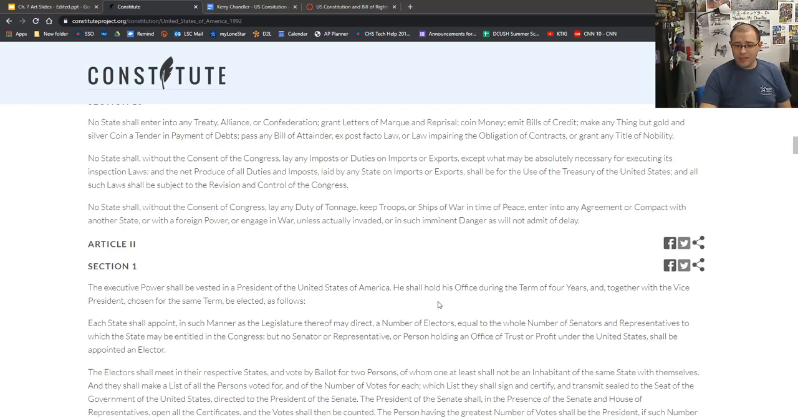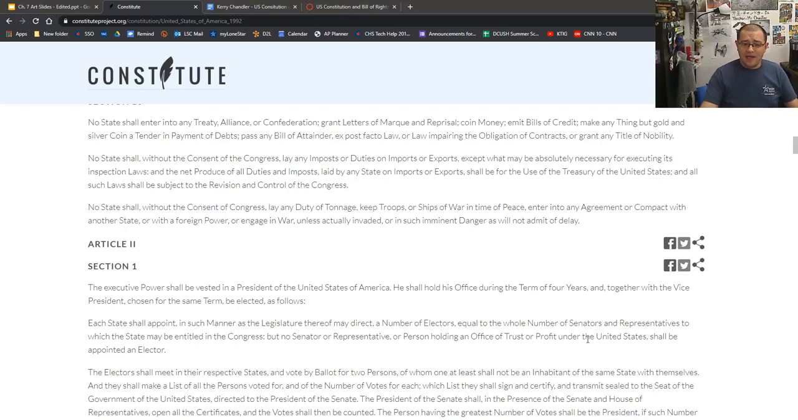And also, you'll note here, he shall hold his office during the term of 4 years, and together with the vice president, chosen for the same term, be elected as follows. You'll note there is no limit on how many terms he can hold, right? Most presidents only served 1 or 2 terms. We only had one serve more than that, President Franklin Roosevelt, who served from 1933 to 1945 when he died a couple of months into his 4th term. However, after that, we passed the 22nd Amendment, which set it at 2 terms max. But anyway.